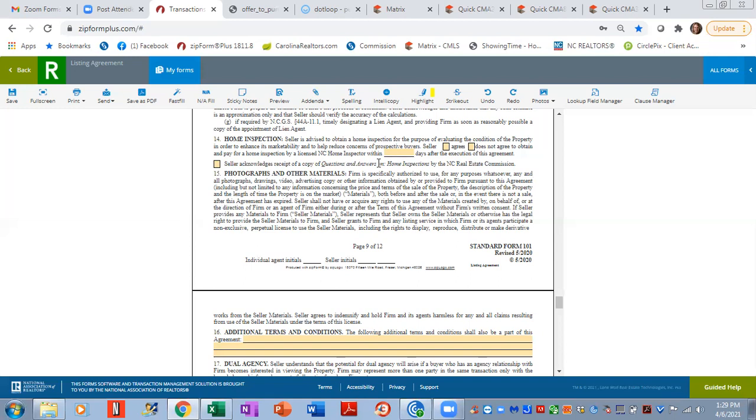Yes, and that would be scheduled through ShowingTime, just as every other showing would. So they would confirm or deny those requests. But yes, they should be.